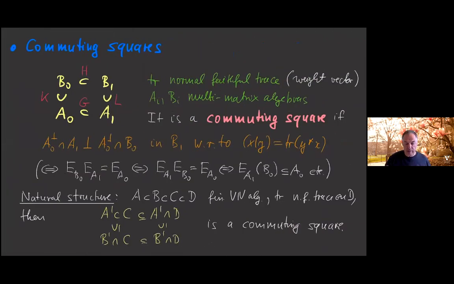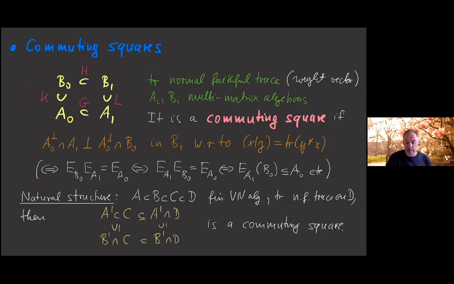Another more, what I call, bare hands construction of subfactors is the one using commuting squares. Commuting squares are a structure that appears very naturally in subfactors, and this lambda lattice that I described earlier consists of a double sequence of such commuting squares. Okay. Now, what is a commuting square?